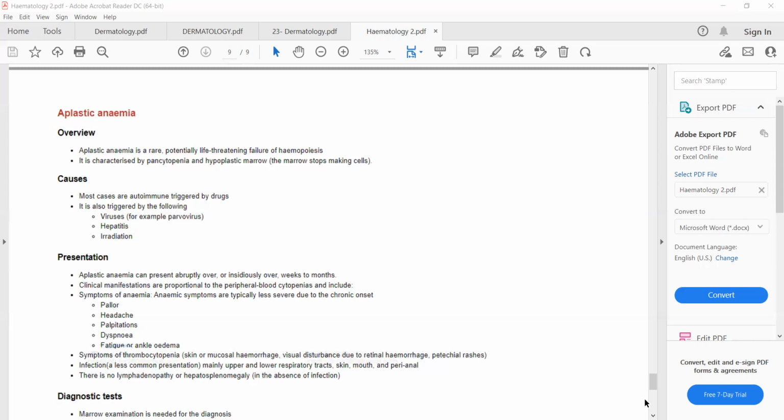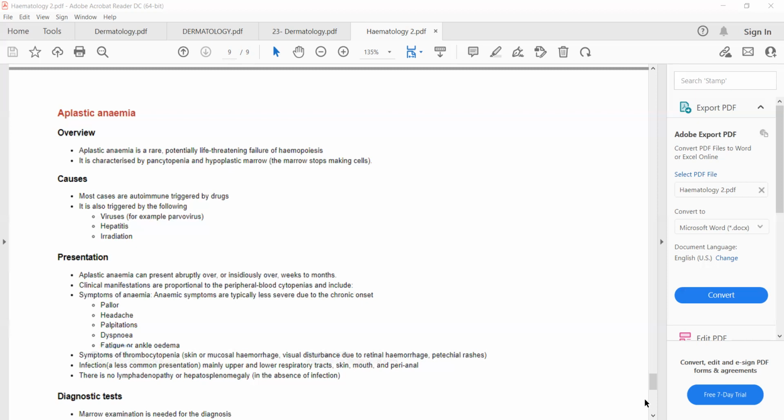Aplastic anemia can present abruptly or it can present insidiously over weeks to months. Symptoms of anemia, thrombocytopenia and neutropenia will all be present, such as pallor, headache, palpitation, and dyspnea. Symptoms of thrombocytopenia, such as mucosal or skin bleeding. Visual disturbances can also be present due to retinal hemorrhages. Petechial rashes can also be present.